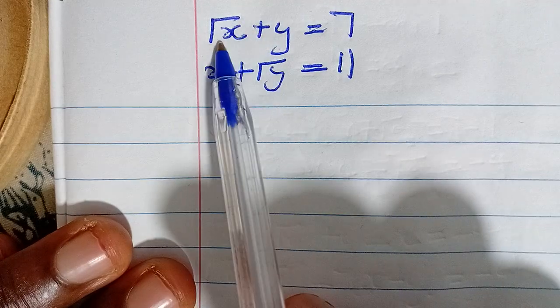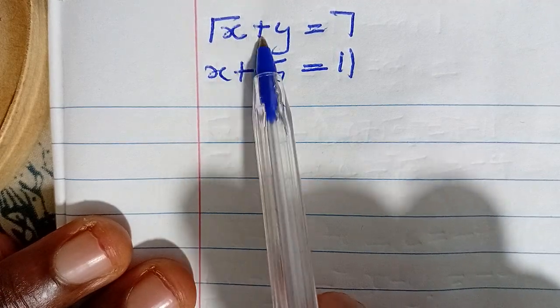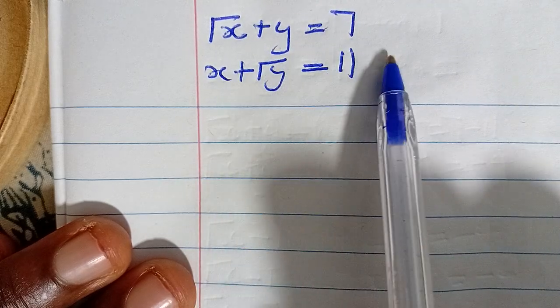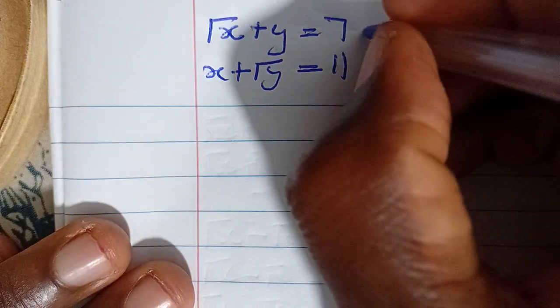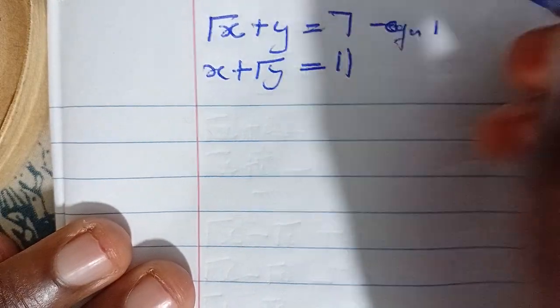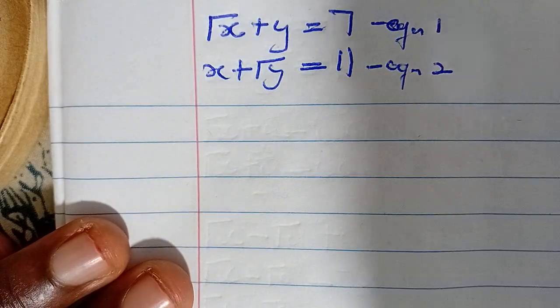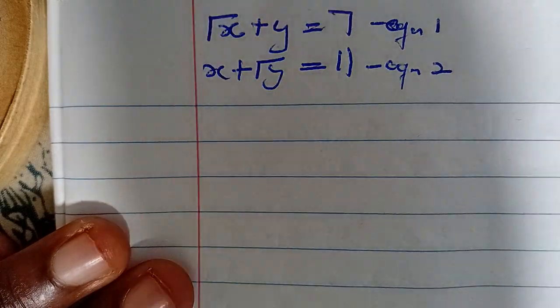So this is the square root of x plus y equals 7, and this is x plus root y equals 11. Now let's call this equation 1 and this equation 2. Now let's subtract equation 2 from equation 1.